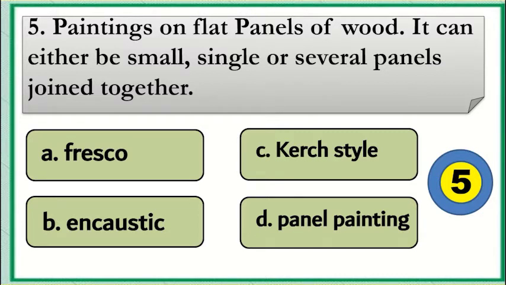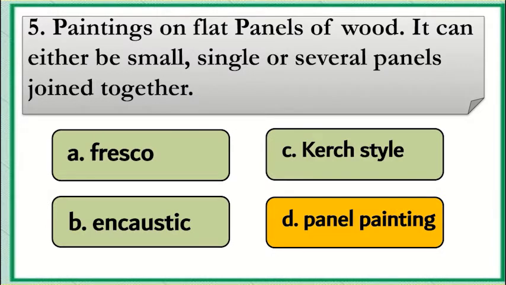Letter A, fresco. B, encaustic. C, church style. D, panel painting. If you answered D, that's correct. Good job.